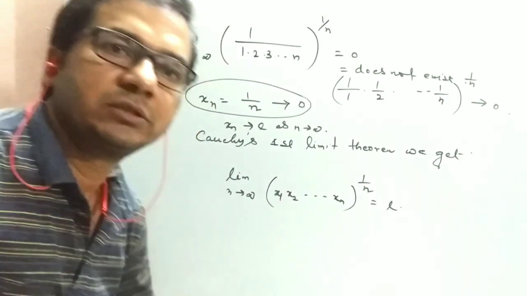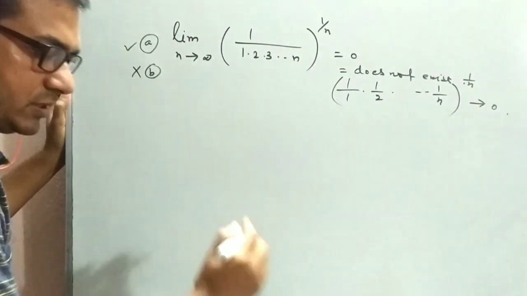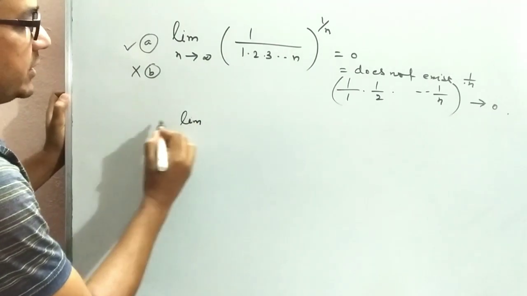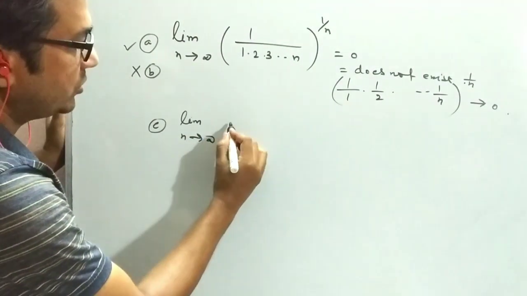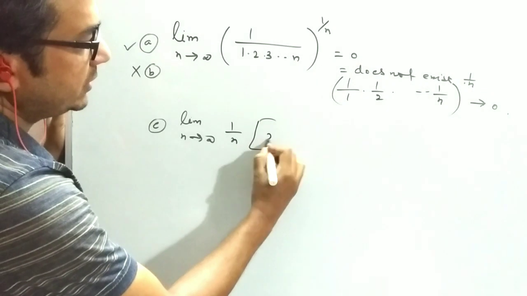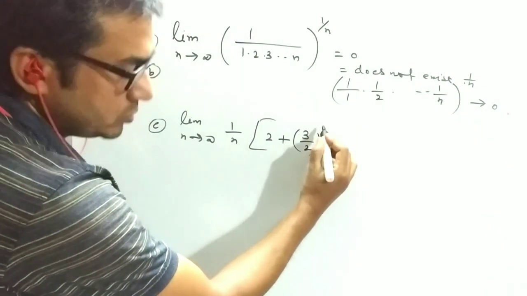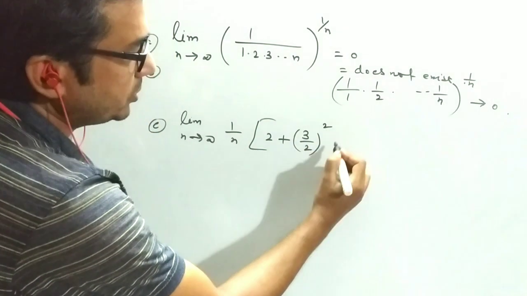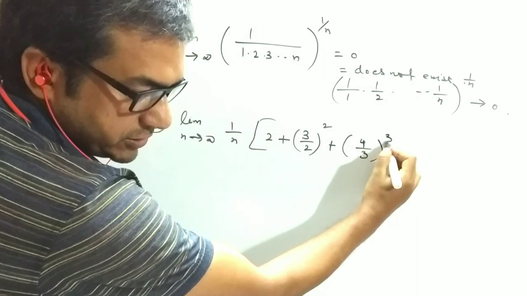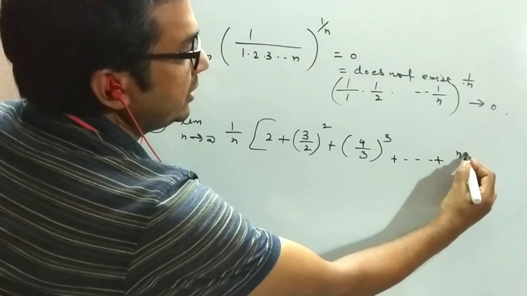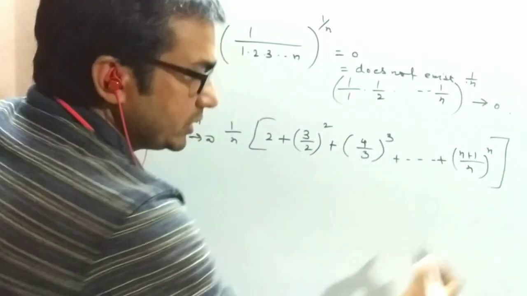Now the third option is limit n tends to infinity, 1 by n into (2 plus (3 by 2) whole to the power 2 plus (4 by 3) whole to the power 3 plus n plus 1 by n whole to the power n) equal to e.